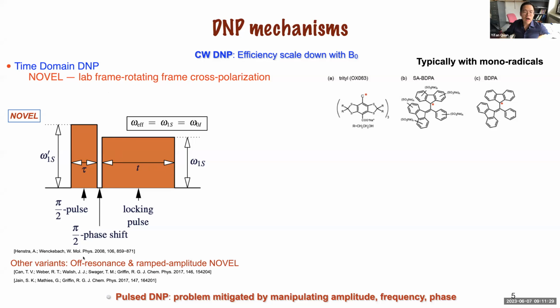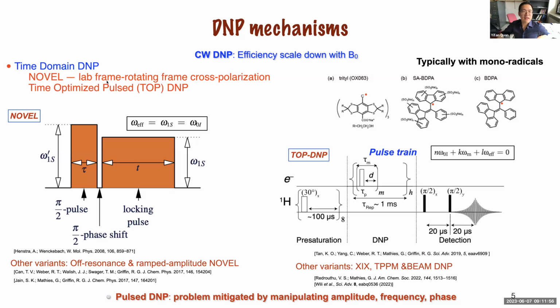So we are still having the nuclear spin in the lab frame, polarizing along the Z direction to keep the polarization. There are a couple of other variants of NOVEL, for example, like overessence NOVEL and ramped-amplitude NOVEL, which would be straightforward for the NMR community, where when you do CP, you also modulate the amplitude to gain CP efficiency to polarize more spins. I forgot to mention that for pulsed DNP, we mostly also use monoradicals like trityl and BDPA.